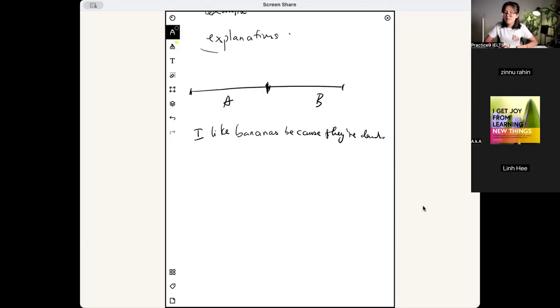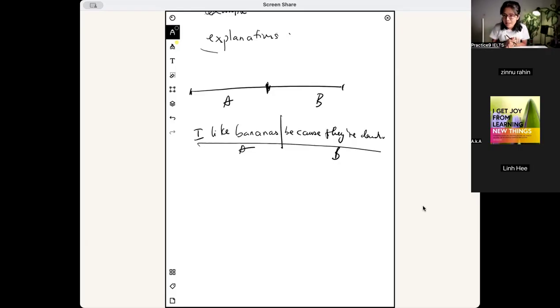Our idea of a compound sentence is way overcomplicated because we listen to a lot of people telling us that it has to be long, it has to be with a lot of clauses, it has to be with a lot of different words. But this is already a compound sentence with 2 different clauses. The first clause is I like bananas. The second one is because they are delicious.